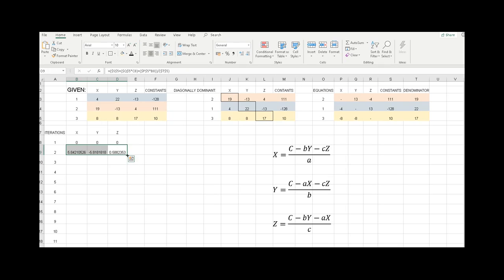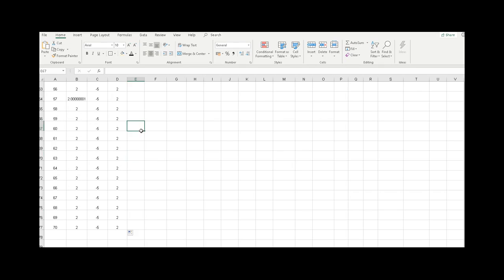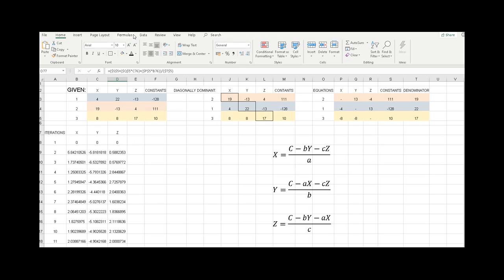Now we just need to drag, highlight the three cells we've coded. Just highlight them and drag the corner down. So now we've found the roots, which are for x 2, y -5, for z is also 2. So that's it. That is for the Gauss-Jacobi method in Excel.